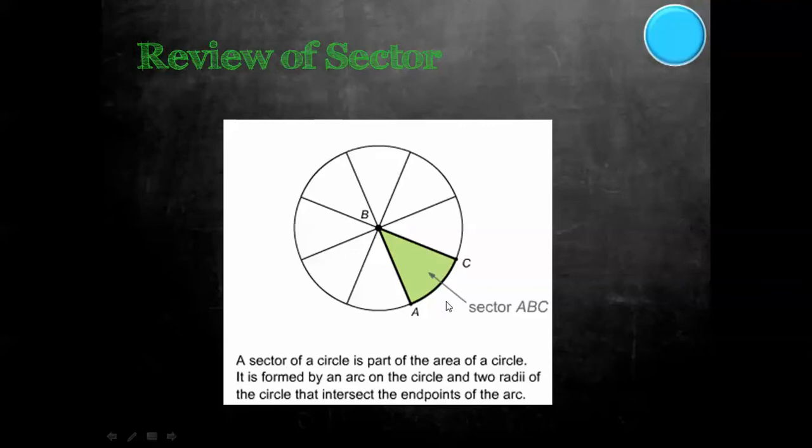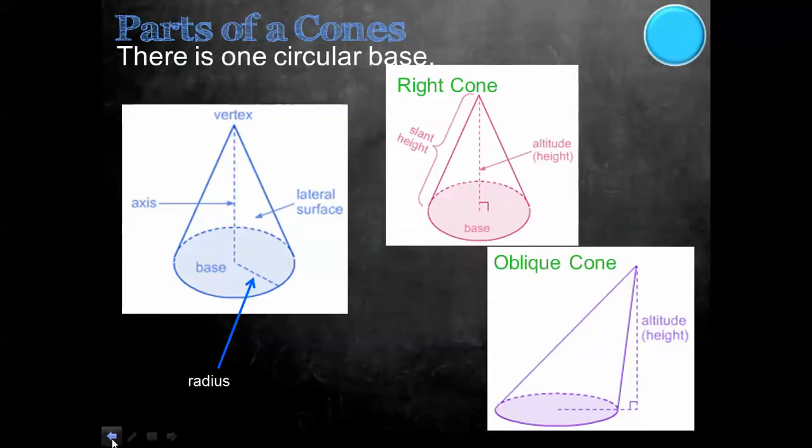Okay, the first thing is reviewing the sector. The sector of a circle is just a part of the area of a circle, and it's formed by an arc, which is this part right here, and then two radii, which are these lines right here. So this whole sector is called sector ABC, and it's that whole green part right there. And the reason that it's important to know about sectors is because when you have the net of this cone, then it looks like that. The lateral surface area is the sector of a circle, and then we have the circle as a base.